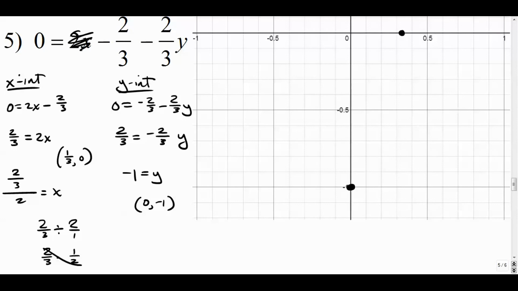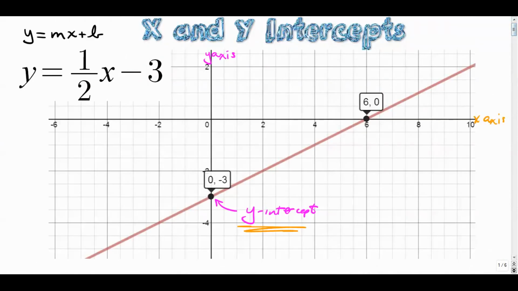11-minute video on x and y intercepts. Another kind of way to graph linear equations without having to get them into this format.